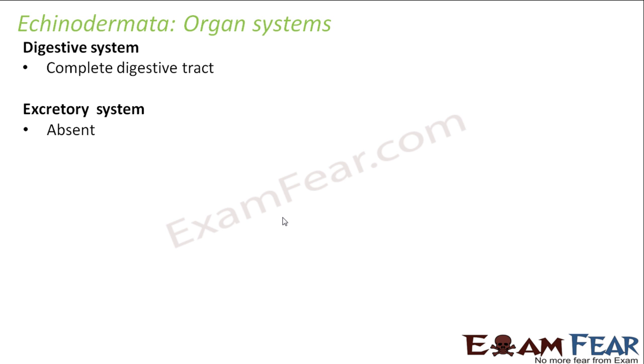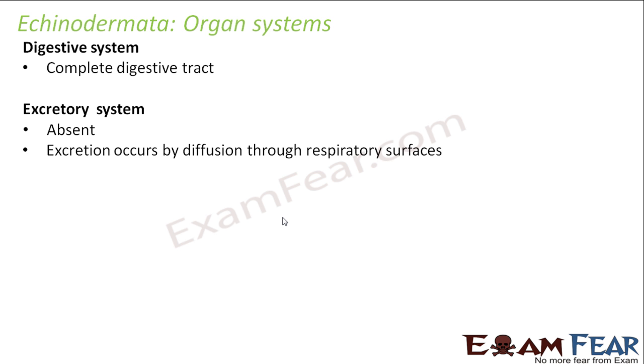Now you might ask, if there is no excretory system, how does excretion happen? How are the waste products taken out from the body? No excretory system doesn't mean that the waste products remain inside the body. They have an alternative for removing the wastes, but there are no specialized excretory organs present in their body. However, excretion occurs by diffusion through respiratory surfaces. So through their surfaces itself, the waste products are diffused out.